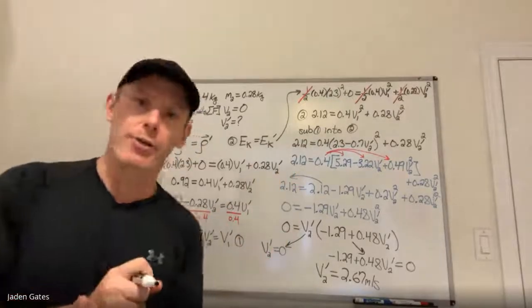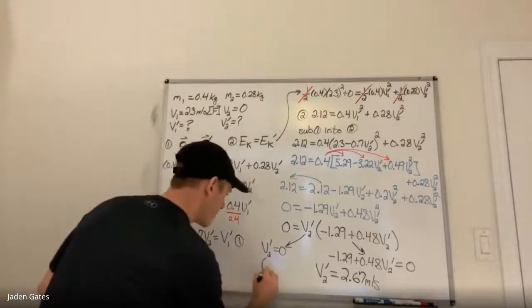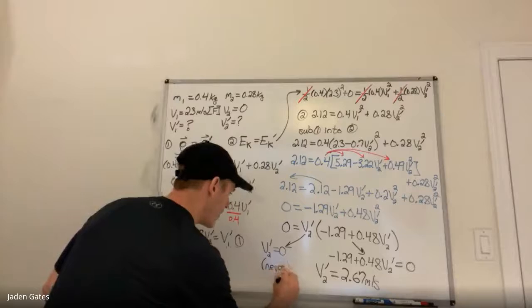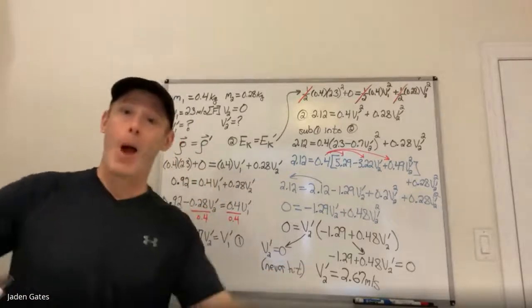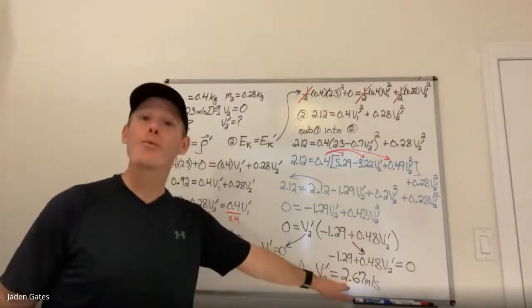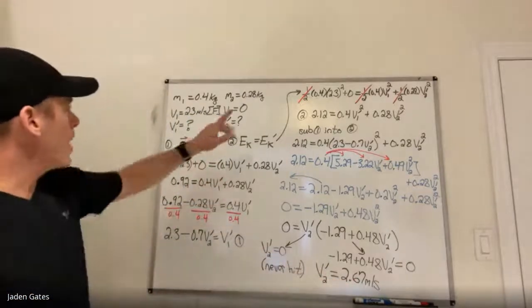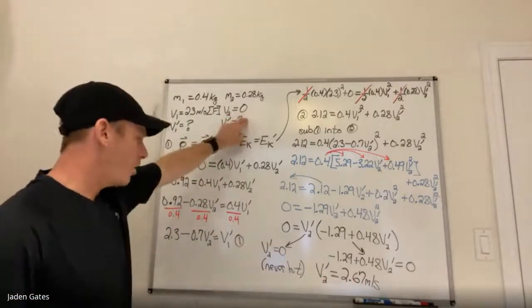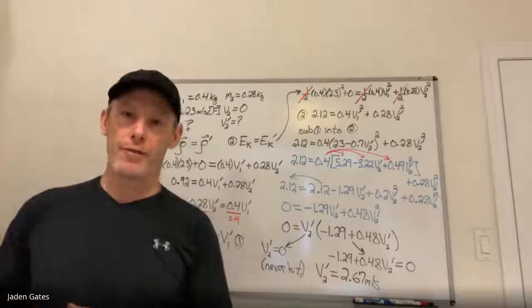How can I get two answers? v2 prime equals 0. This is saying they never hit. Kind of like me playing pool. Miss, right? But this is what we're looking at because we know they collided, that the velocity of our white ball or our 7 ball is 2.67 meters per second. But we wanted both of them, right?